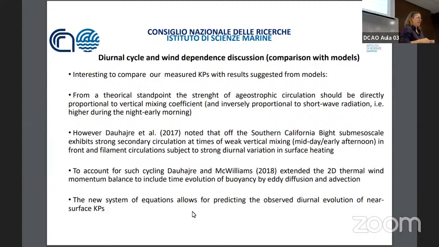And so with a paper by Dajair in 2017, that noted the same behavior in the Southern California bight, and noted some strong secondary circulation at times of weak vertical mixing, so in 2-3 p.m., mid-early afternoon. And to account for this effect, in a following paper, they extended the 2D thermal wind equation to include the time evolution of buoyancy by eddy diffusion and advection. And I won't go through all the equations, but we will find the references at the end of the presentation. And this new system of equations explains very well why we have the peak of the kinematic properties and an intensification of submesoscale during the day at the time where we have highest daily stratification of the surface layer.